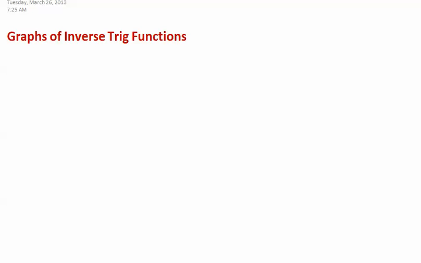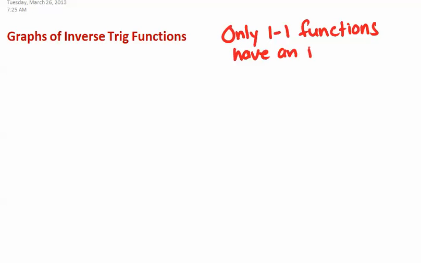This is a topic that many students find a little bit difficult because you have to remember when we do the graphs of our inverse trig functions that there are restrictions. So remember that a function only has an inverse if it is 1 to 1. So we write that only 1 to 1 functions have an inverse.